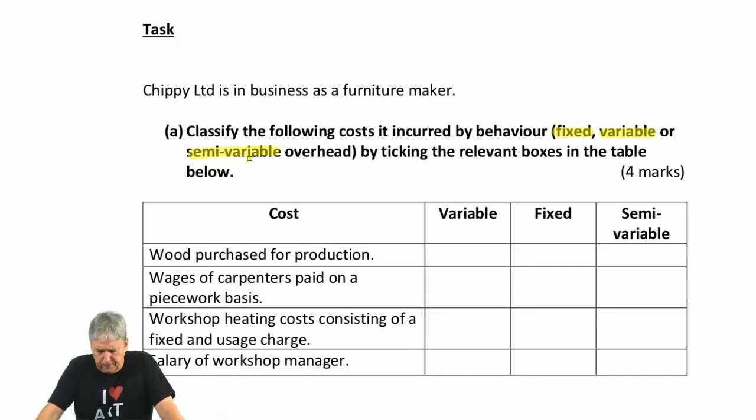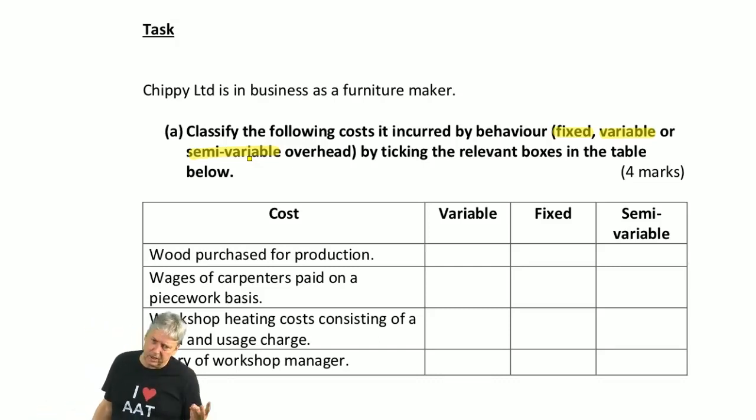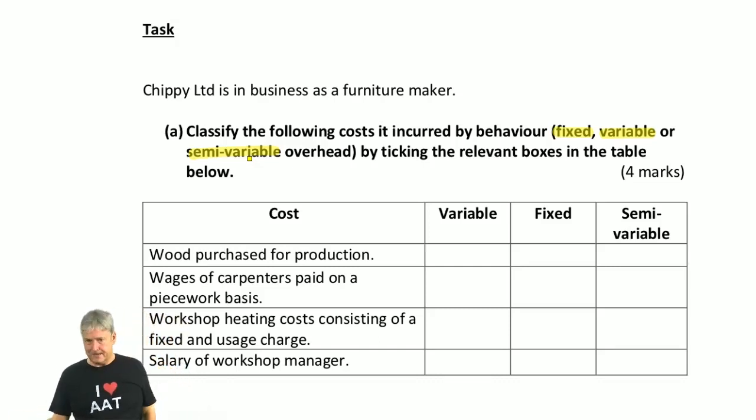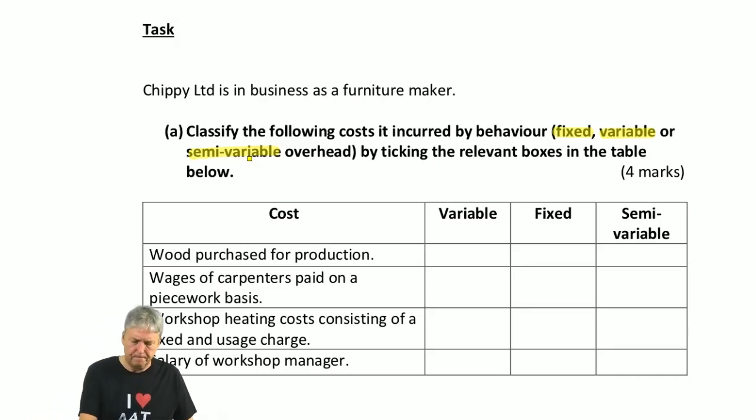Wood purchased for production. Now, they are carpenters. Well, sorry, they're furniture makers, pardon me. Yeah? Because they're furniture makers, presumably they measure out a certain amount of wood for a certain component or thing that they're making. So what do you think? Variable, fixed or semi-variable? We've got a 1 in 3 chance here just by guessing. What do you think?